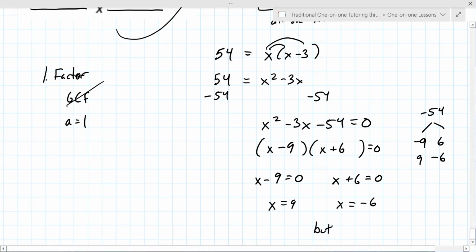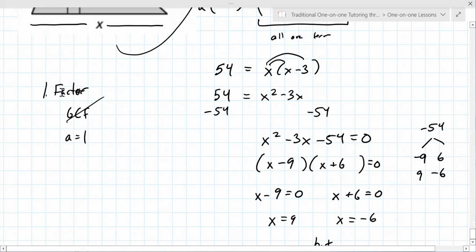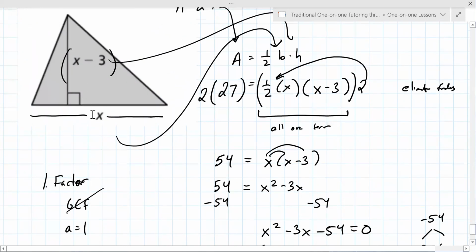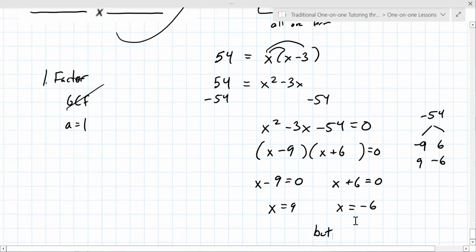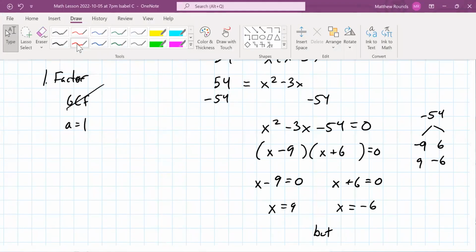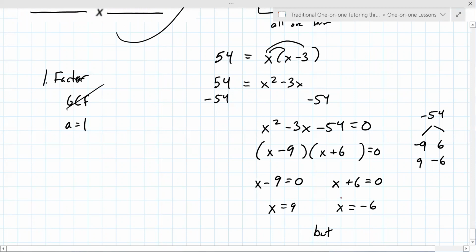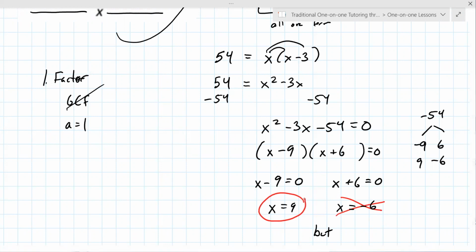But this is where I think there's a lot of frustration with math. These are not both the answer. Let's go back to the problem here. What does x represent physically in this triangle? A width. And we know a width cannot be negative. So even though x equals -6 is a solution, and we can talk about why this is true, it is not the solution to this problem. But x equals 9 is.